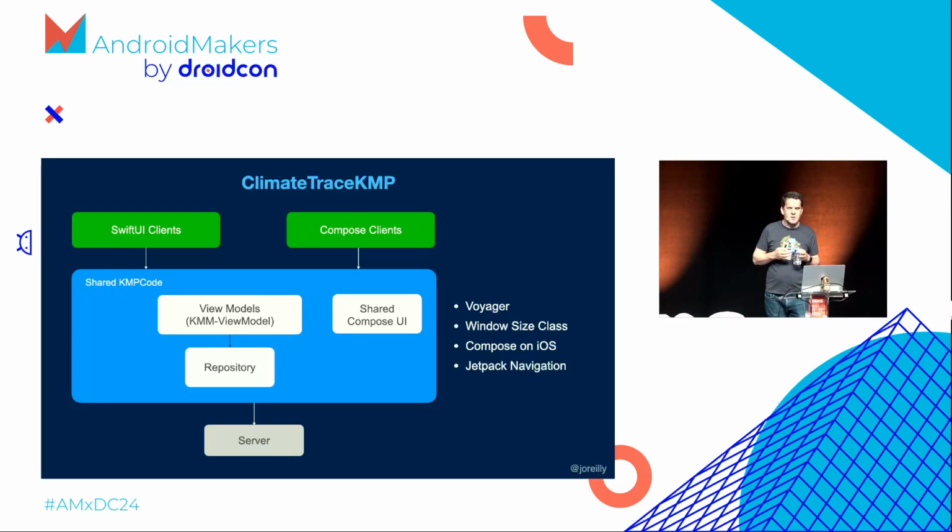The plan is to update this project with local persistence functionality once such a library that supports Kotlin Wasm is available. For this sample, we're going to highlight the Voyager navigation library, window size class, and show an example of consuming Compose UI on iOS, and a late addition yesterday, Jetpack Navigation, which I forgot to mention in my notes.